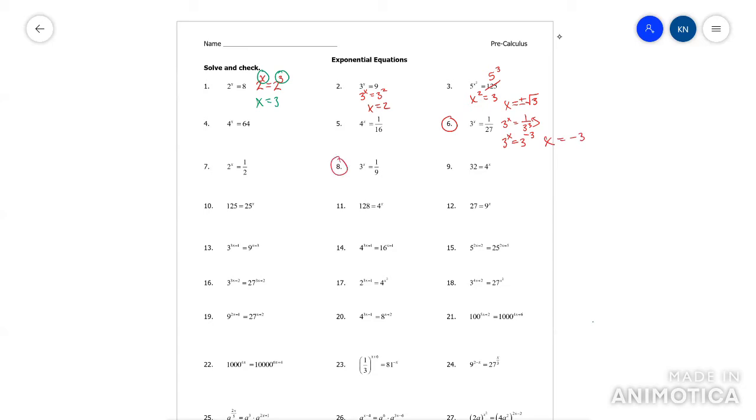So like number 8, you would change 9 to be 3 squared, and then you would change this 3 squared, bring it to the top, it would become 3 to the negative 2. So you get x equals negative 2.